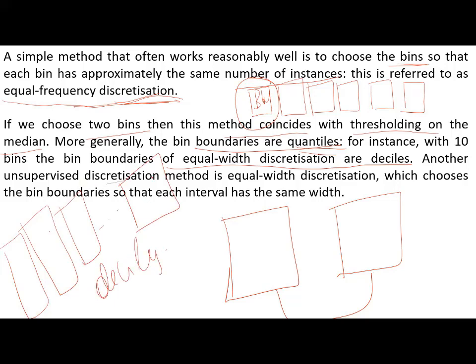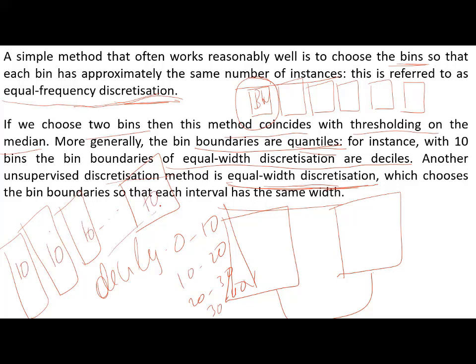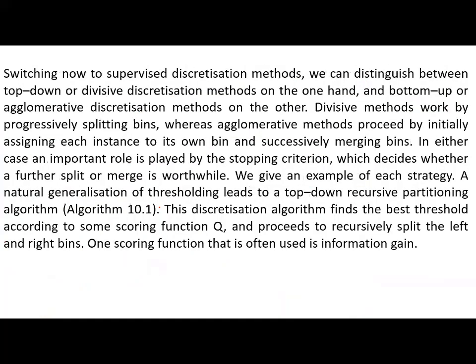Another unsupervised discretization method is equal width discretization, which chooses the bin boundaries so that each interval has the same width. Each interval has the same width: 0 to 10, 10 to 20, 20 to 30, 30 to 40. This is called width specification. Here, first 10 values, next 10 values, next 10 values, next 10 values. So this is the discretization principle.